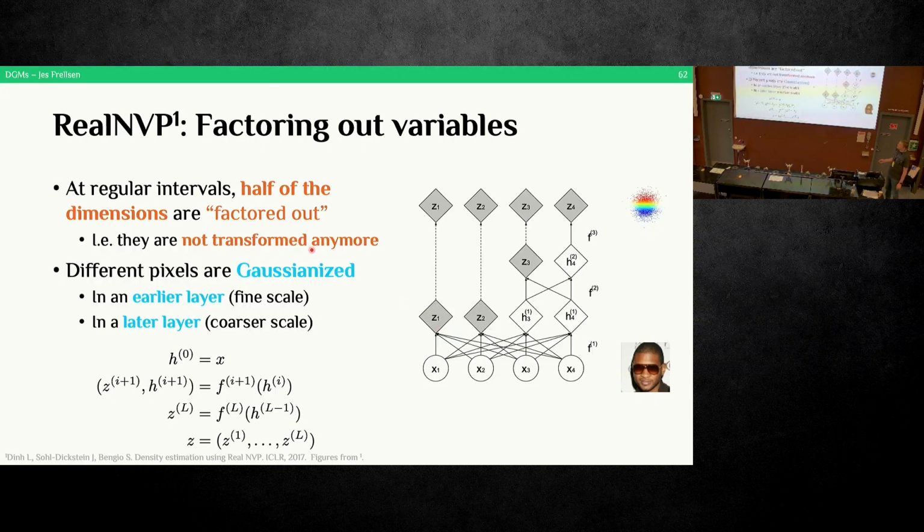So we can think about it as different pixels being Gaussianized at different layers. If we Gaussianize in the early layers, we can think of that as modeling some fine scale details of the images, whereas the ones that we Gaussianize in the later layers are modeling some more coarse grain scale, or some more abstract features of the image.